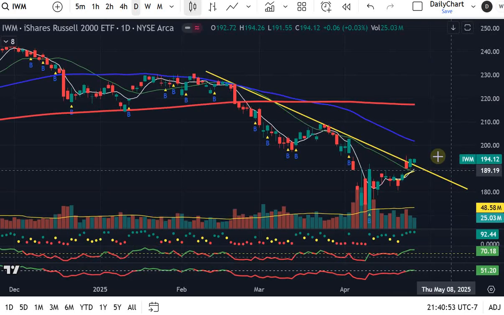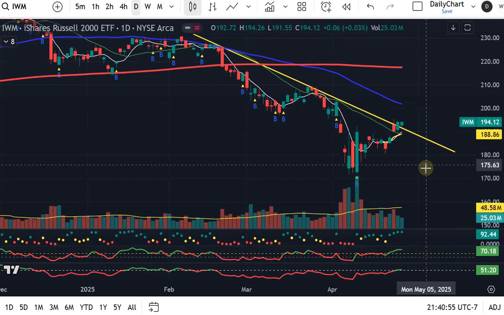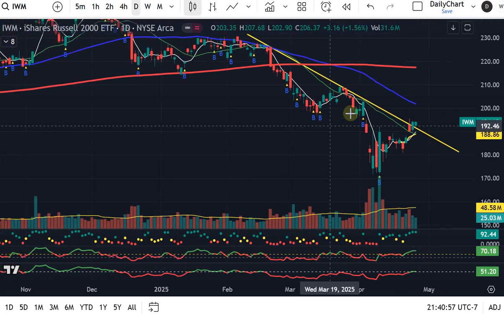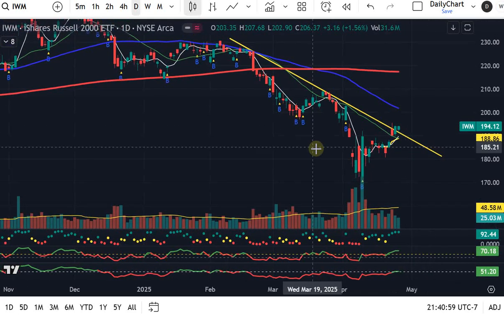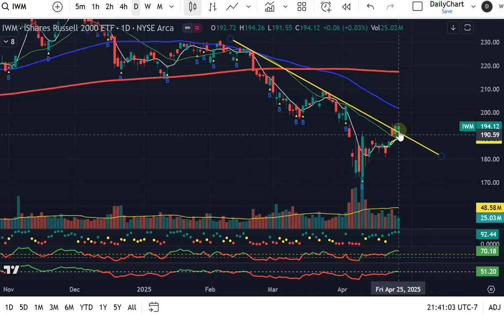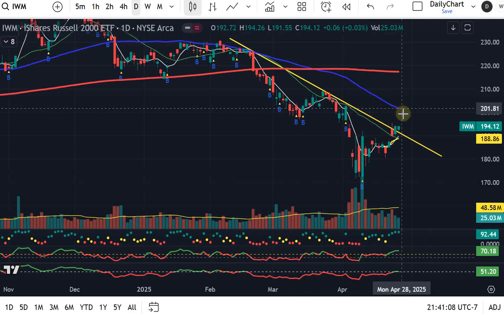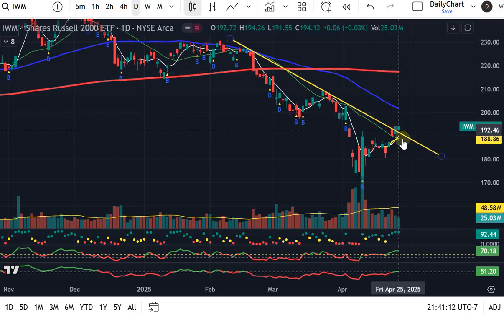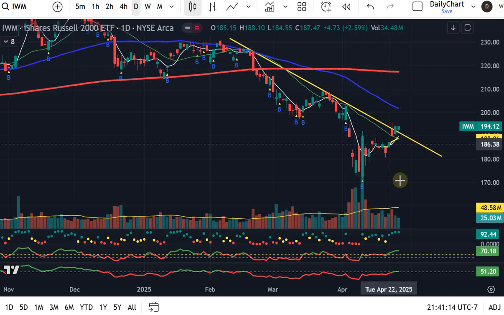Looking at the Russell 2000, we do not have a head and shoulder pattern here. However, we have the downward trend line. We did break above it second day trading. We may get to the 50 here. I do not think we're going to get to the 200 as fast. We may be getting some kind of pullback before getting to the 200 here.